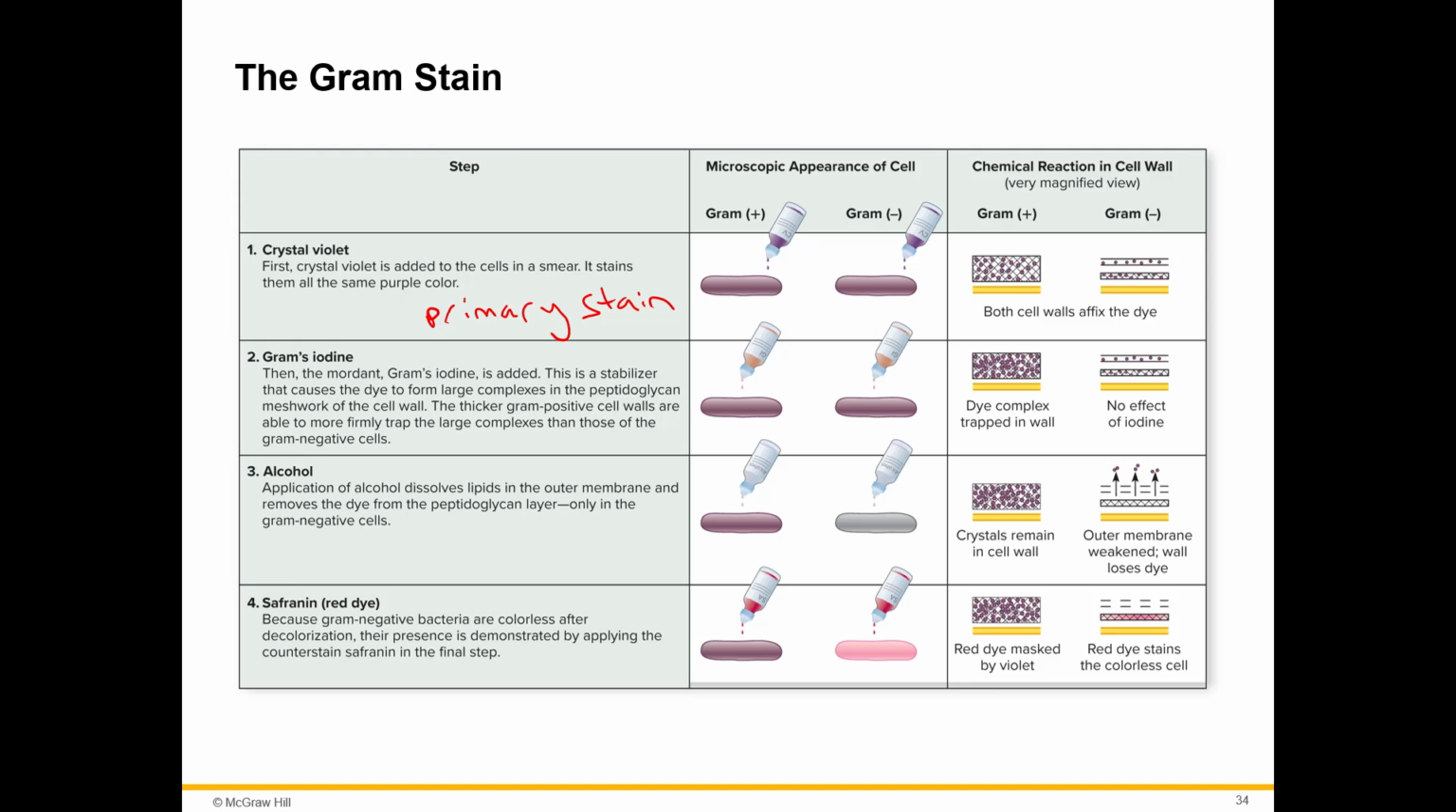The Gram's iodine is the mordant. The alcohol is the decolorizer. And the safranin is the counter stain. So again, the differentiating step is this decolorizer step. The reason why the gram negatives become clear is because they have such a thin layer of peptidoglycan, it can't hold the stain. When the decolorizer is added, it dissociates that stain and it turns the cells clear.